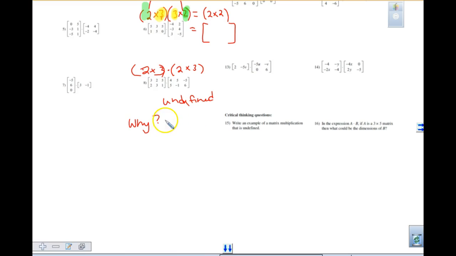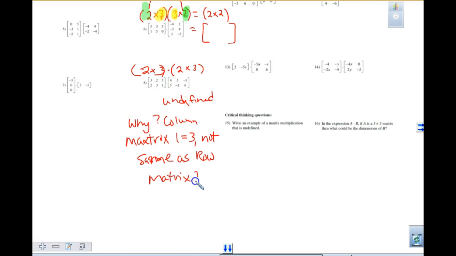Our answer would be something like that the column of matrix 1 was 3, and this is not the same as the row of matrix 2, our second matrix, which was a 2. I'm talking about this 2 right here and this 3. And if those 2 numbers are not the same, we cannot multiply and it is undefined, okay?